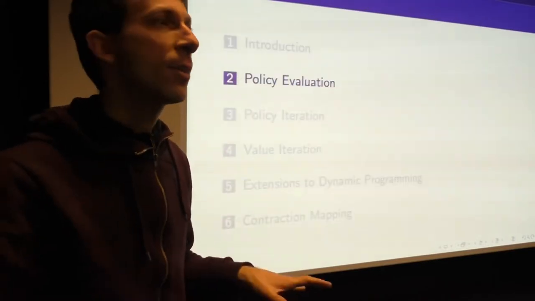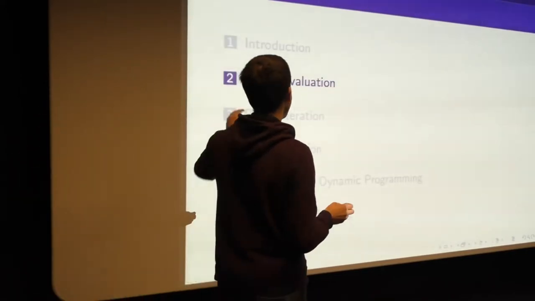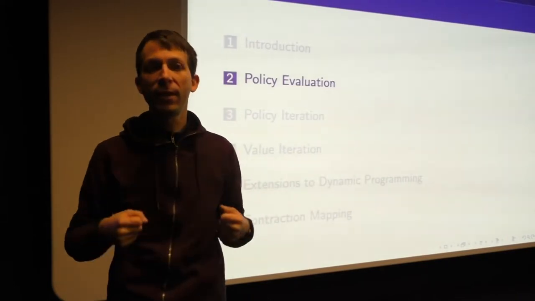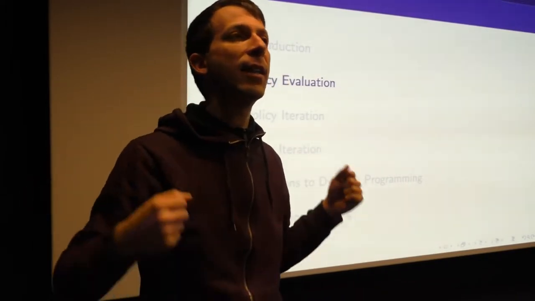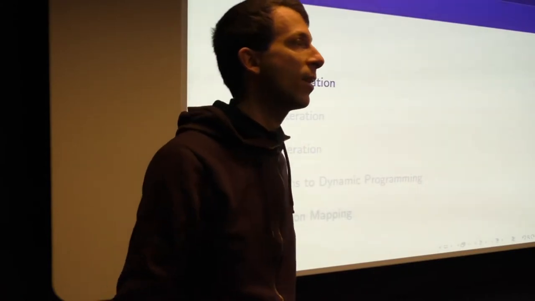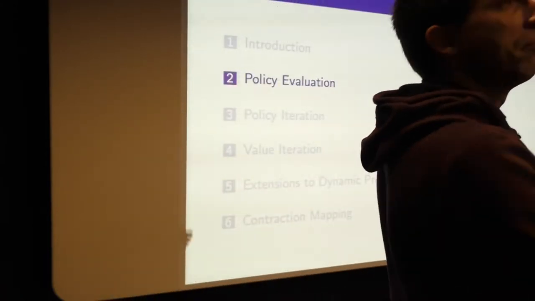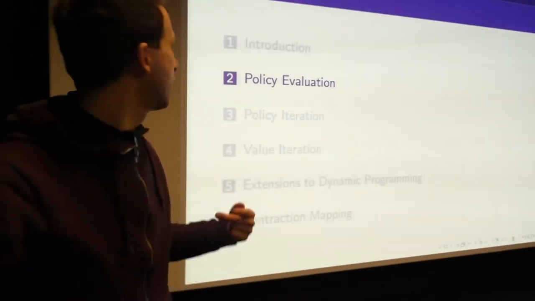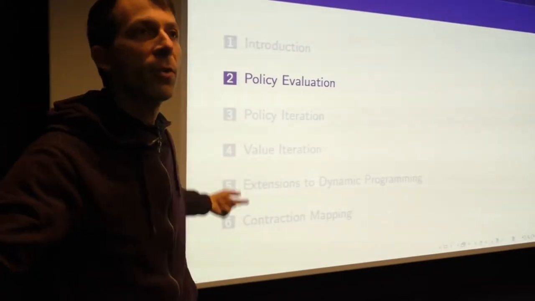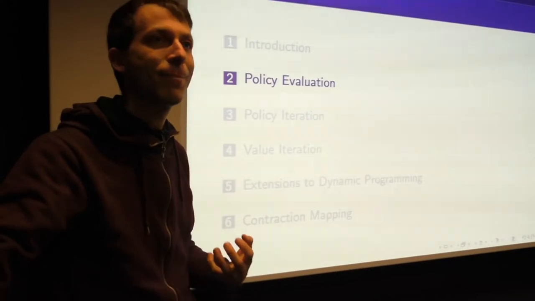Okay, so let's start with the first key component, which is trying to evaluate a given policy. So this is the case where someone tells you the MDP, they tell you the policy. Now, I'm going to wander around this policy, I'm always going to go straight ahead. How much reward am I going to get? And then we'll move on, and we'll see how that helps us make progress towards the problem we really care about, which is maximizing reward.